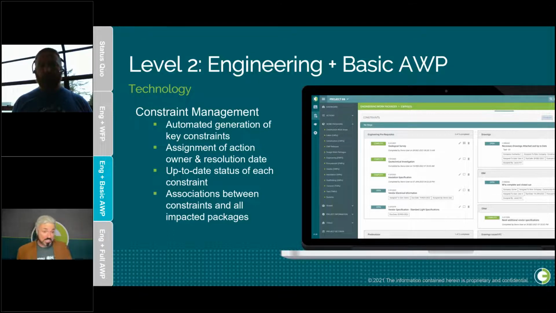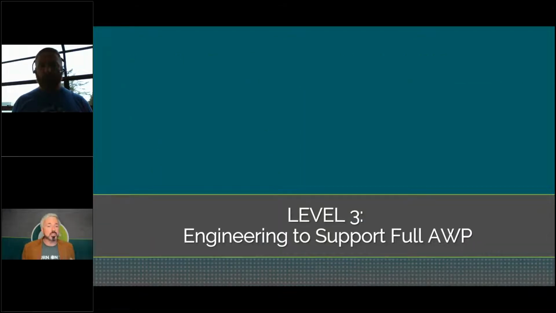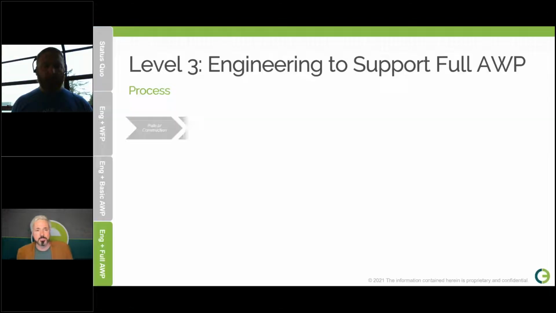That brings us to the next level of AWP maturity within engineering, which is engineering to support full advanced work packaging, which really is engineering embracing advanced work packaging to drive value directly to engineering. So this is, I don't care what you're doing in field execution, I'm using AWP within engineering because that's the right solution for my organization. So this is the next level, the top tier, the gold standard of AWP maturity within engineering.